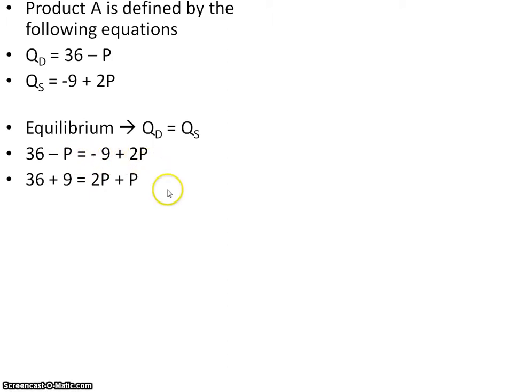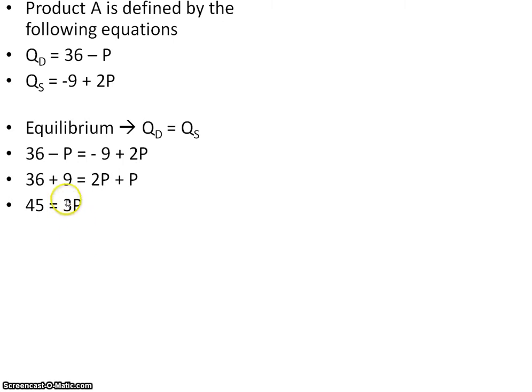You carry across all the like terms, so you carry across the 9 to join the 36. So when the minus 9 goes across the equal sign, it becomes plus 9. Minus P crosses the equal sign and becomes plus P. So it's going to be 36 plus 9 is equal to 2P plus P. You work it out: 36 plus 9 is 45, and 2P plus P is equal to 3P. And then to get what P will be, the equilibrium price, you simply divide by 3 on both sides.